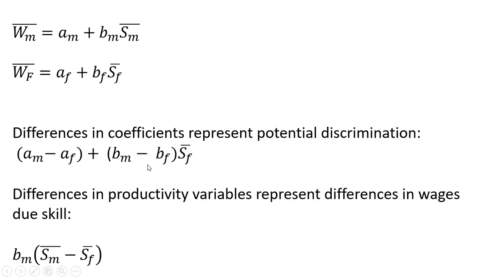And then another source of potential discrimination might be the fact that males are getting paid more for each year of schooling than females, and that'll be picked up by this second term. So if the coefficient on males is exceeding the coefficient on females for each year of schooling, then that is an indication of potential discrimination. Differences in productivity variables represent differences in wages due to skill. So part of this earnings differential between females and males may simply be due to the fact that males on average have more years of schooling than females, and that's going to be picked up in this second part here.